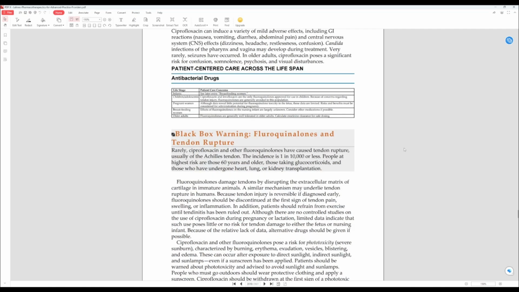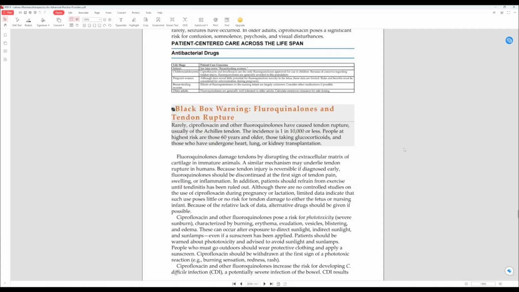So here's a good spot to hit pause so that you can take a look at the patient-centered care across the lifespan on antibacterial drugs. And I'll start reading off the black box warning on fluoroquinolones as well as tendon rupture.